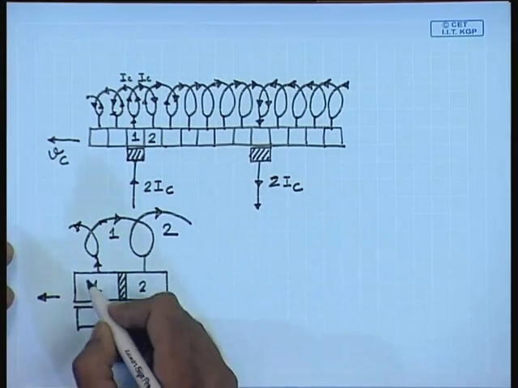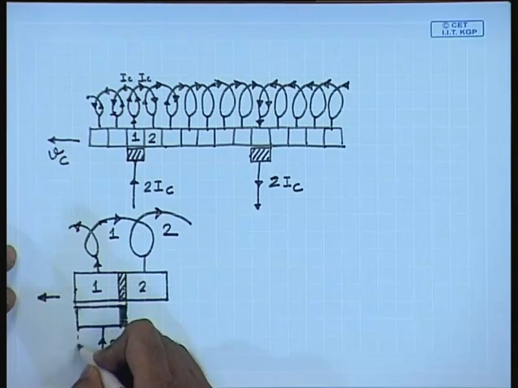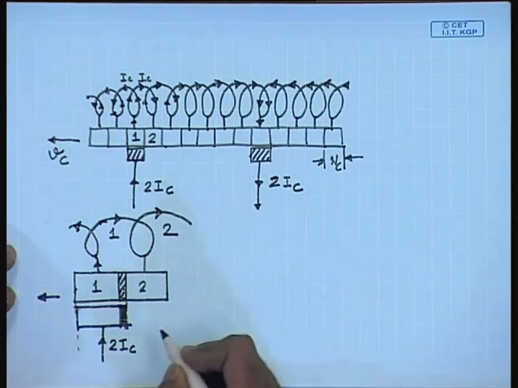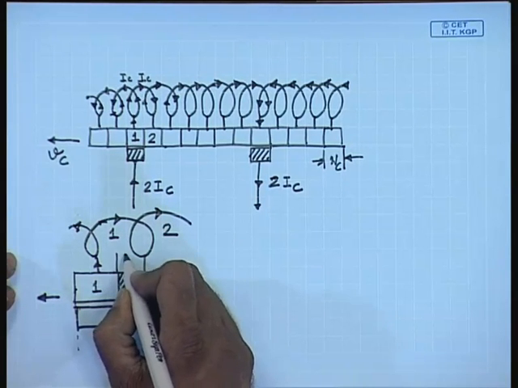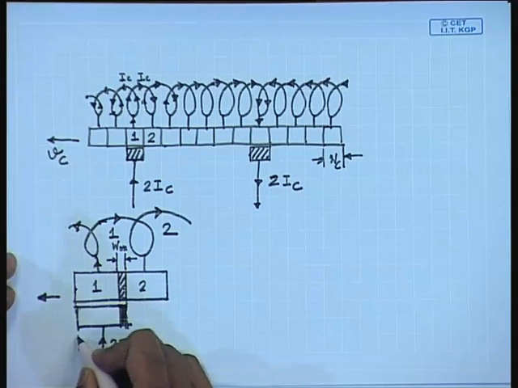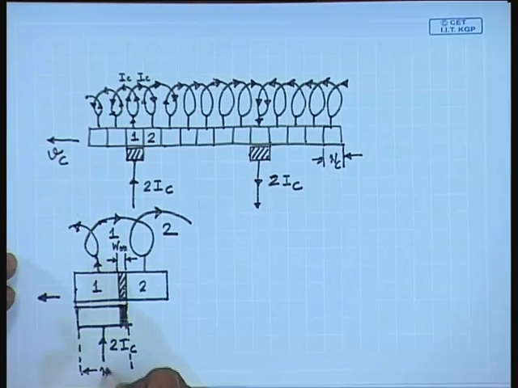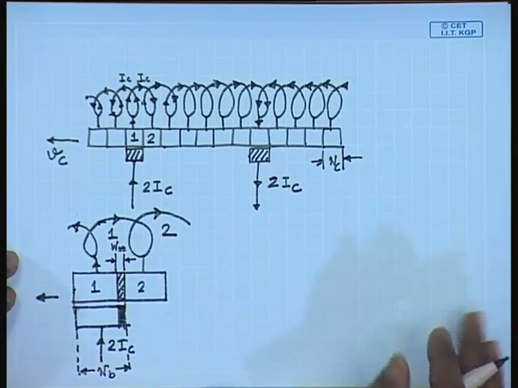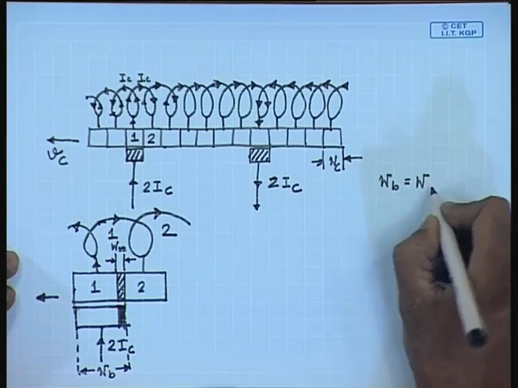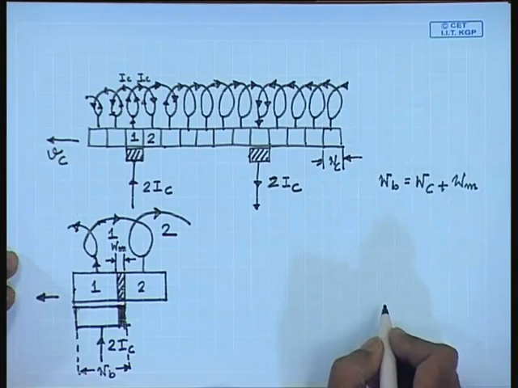Let us also define a few other quantities. For example, let us say the width of one commutator segment is Wc, the width of the mica insulation here is Wm, and the width of the brush is Wb. In this particular case, we will assume Wb equal to Wc plus Wm, although it is not necessary. In many cases, brush widths are more.